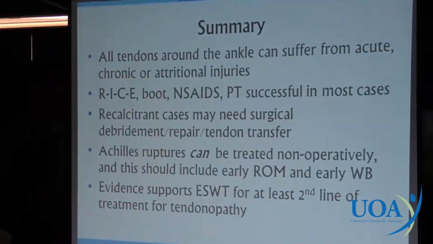But in summary, all tendons around the ankle can suffer from acute, chronic, or attritional injuries. Typical treatments are the RICE method, therapy, eccentric stretches. A boot is often a good way to start, along with NSAIDs and PT. Recalcitrant cases may need surgical debridement and/or tendon transfer. I hope everyone walks away knowing that Achilles rupture certainly can be treated non-operatively, but operative or non-operative, this should include early range of motion and early weight bearing.